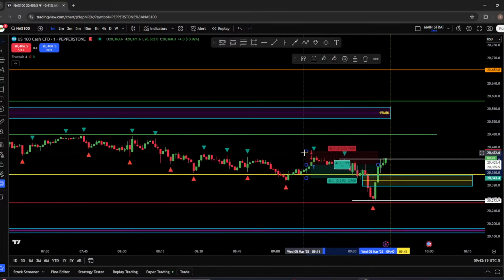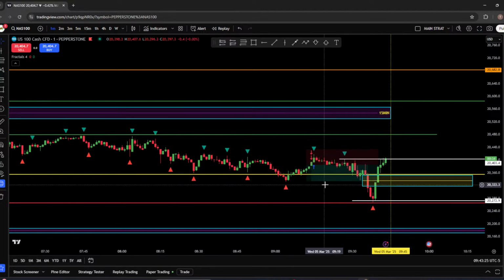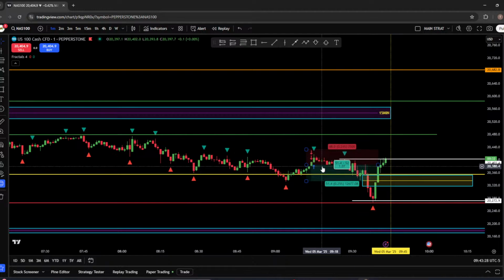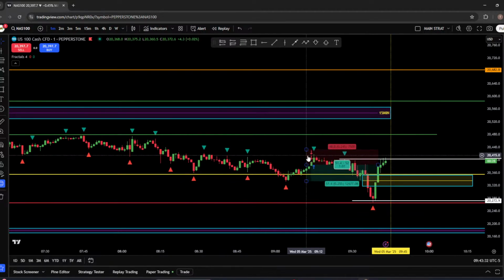Hey, what's going on here? A 1-to-1. That's not a bad trade. I should have put my stop loss where I thought it should be, which is above that, but that's okay.